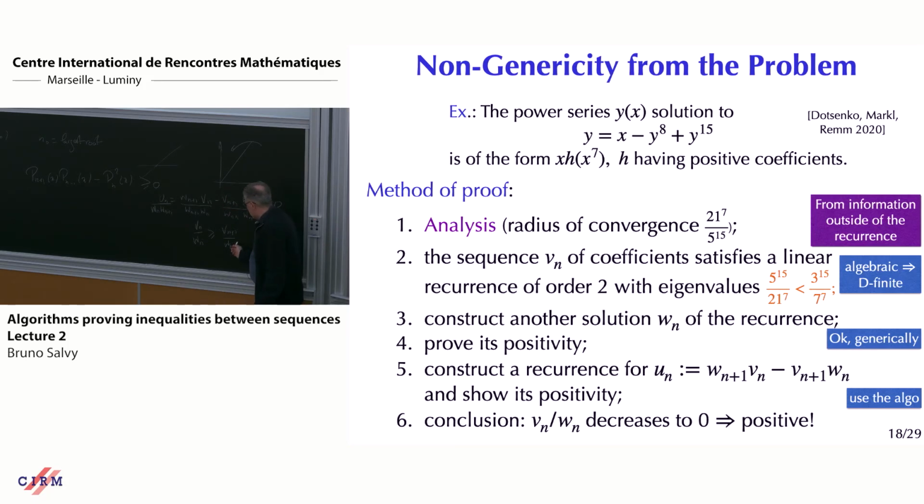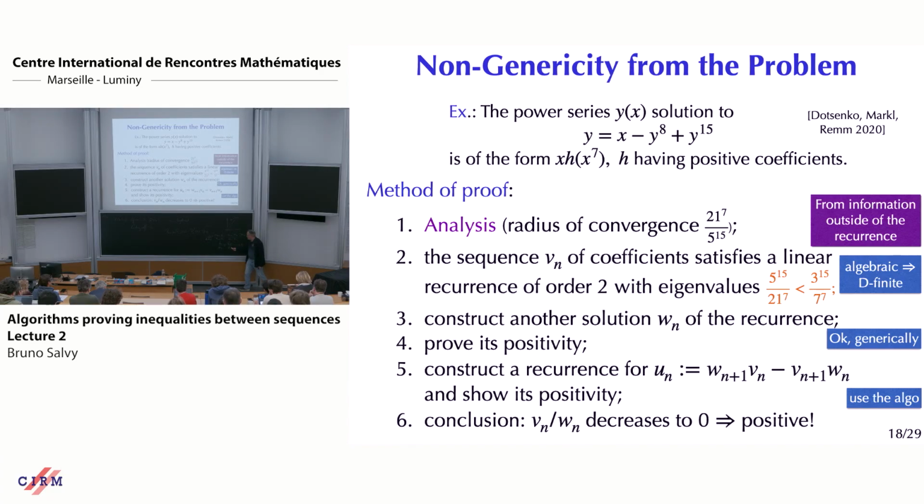But what you know is that because this is generic and this is not, this tends to 0. So you have a decreasing sequence that tends to 0, so it has to be positive. And since Wn itself is positive, you have a proof that Vn is positive. You like it, right? And that's a general principle. If you have external information that tells you, I know it's not generic and seems positive, you can apply this.